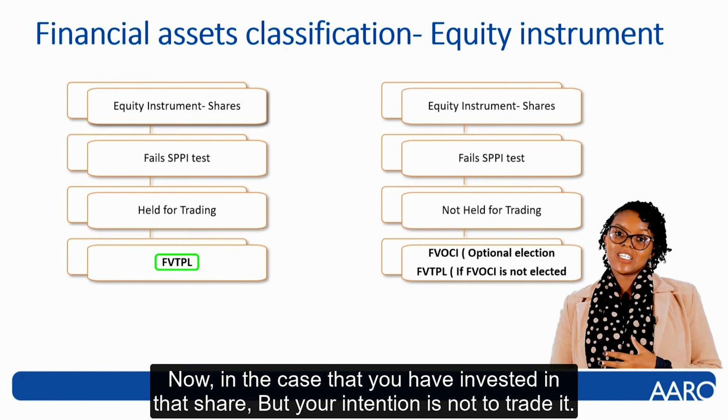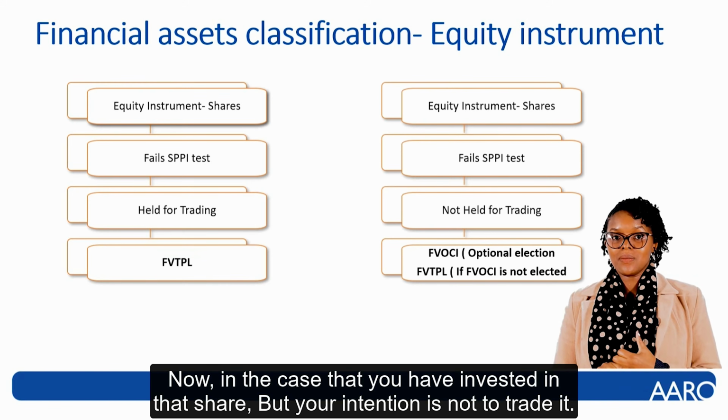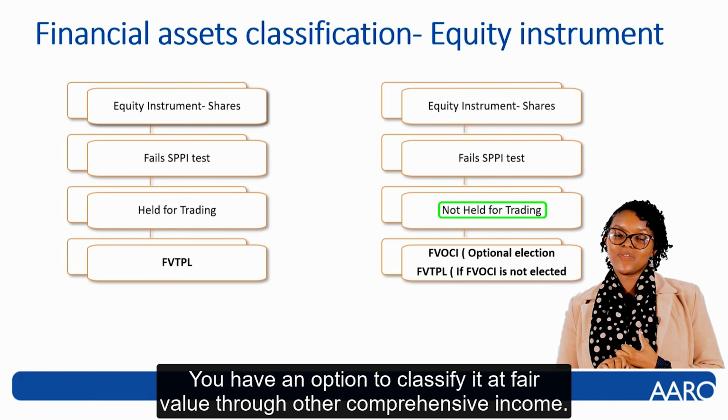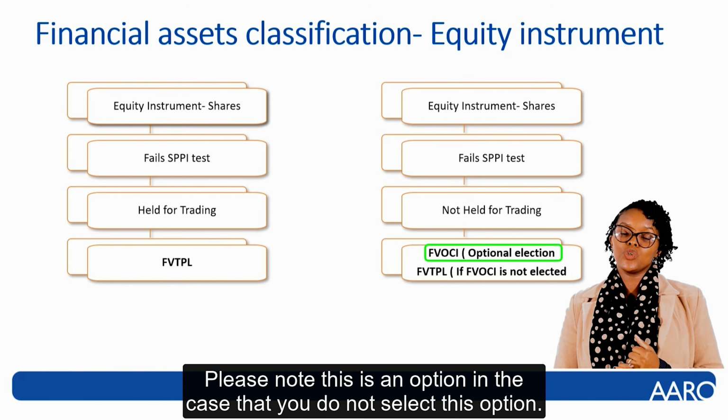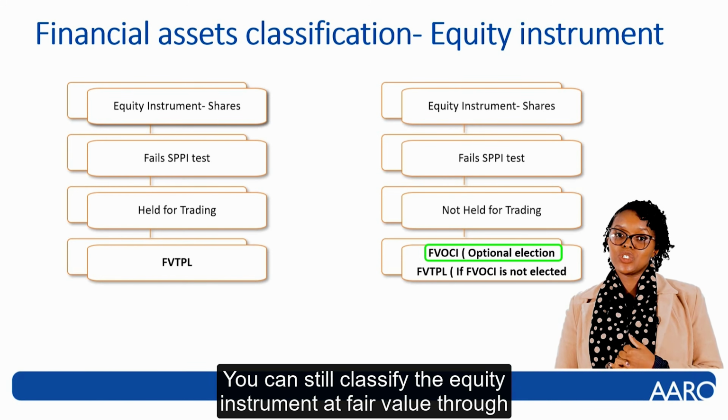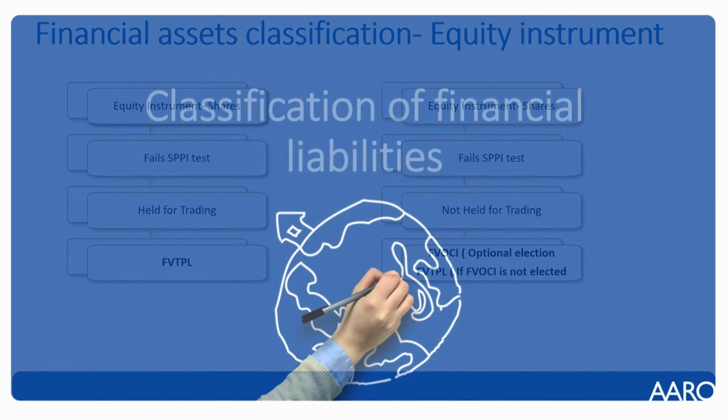Now, in the case that you have invested in that share, but your intention is not to trade it, you have an option to classify it at fair value through other comprehensive income. Please note, this is an option. In the case that you do not select this option, you can still classify the equity instrument at fair value through profit and loss statement.